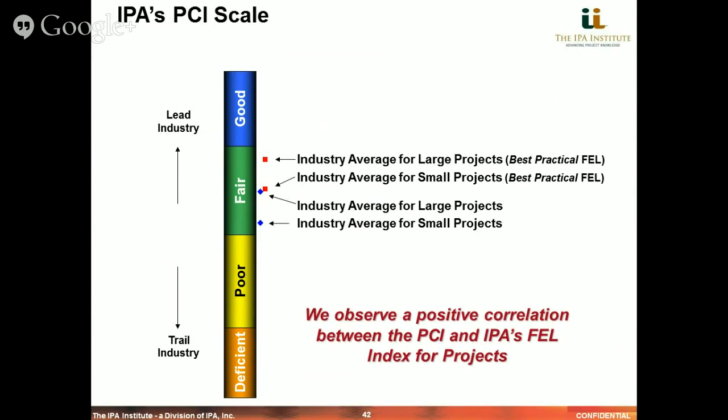You can see that large projects, as a general rule, have a better level of project controls than do small projects. But as you can also see, there's a large difference between the industry average for large projects and the industry average for large projects with best practical FEL. What that indicates is there's a strong correlation between the good practice of front-end loading and the good practice of establishing and setting your project up with a strong, comprehensive project control system.